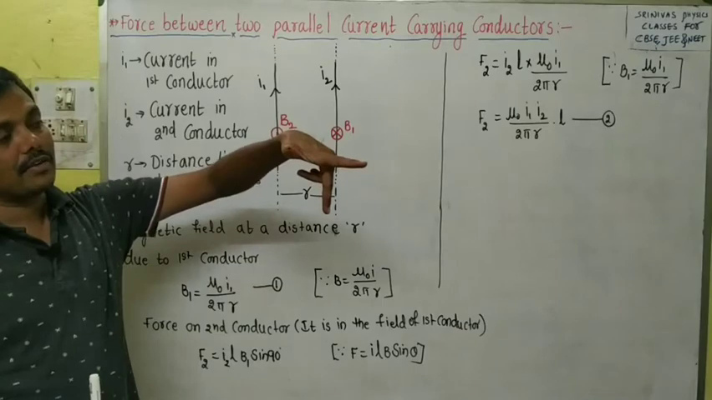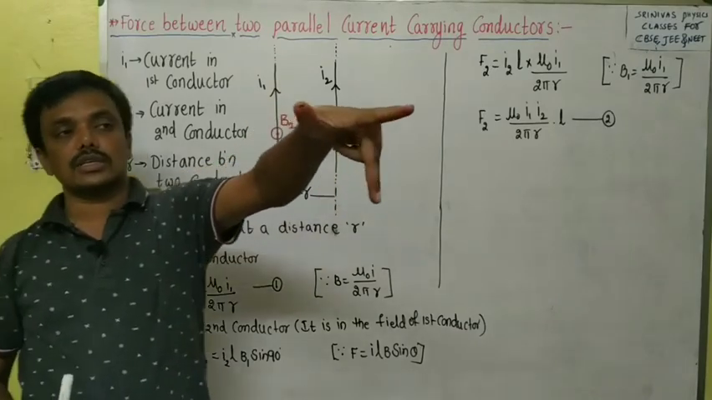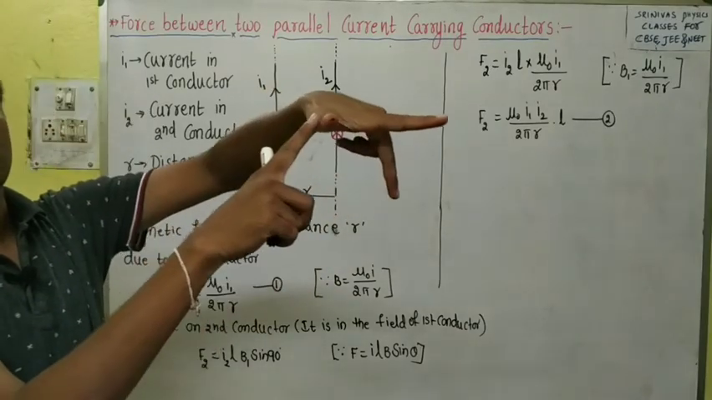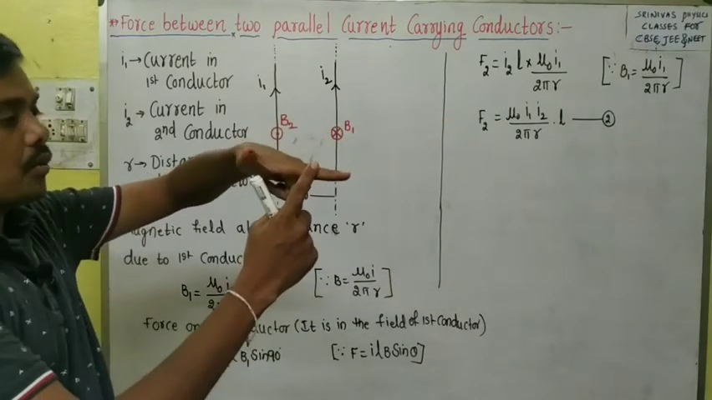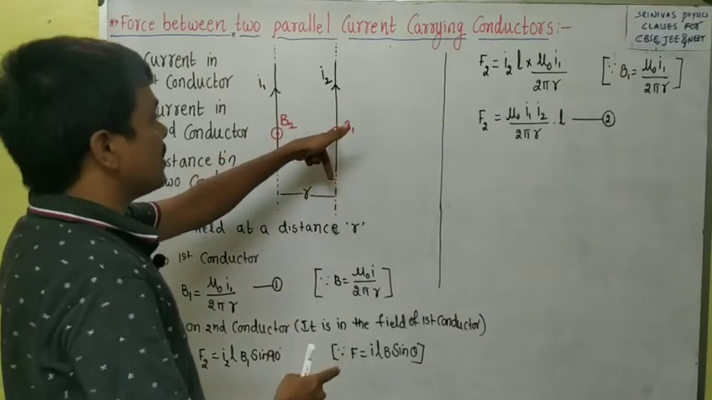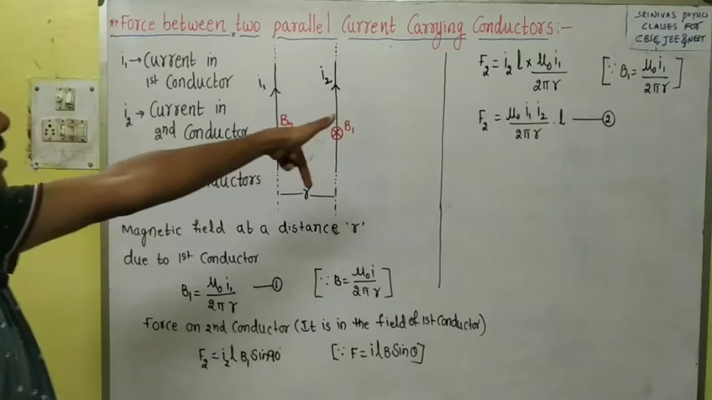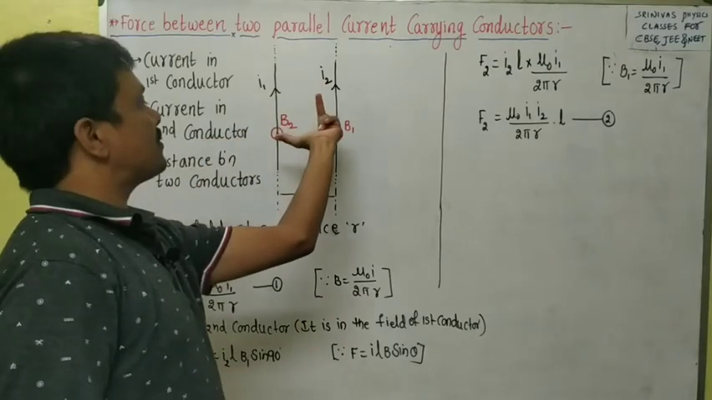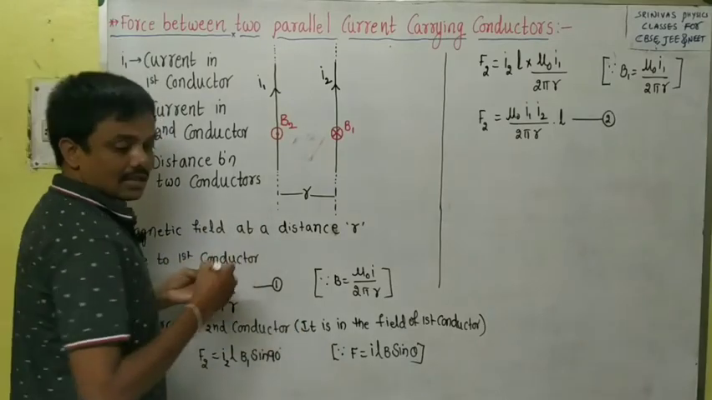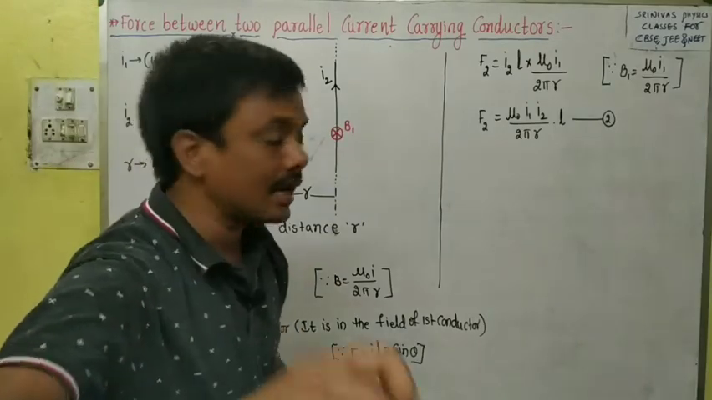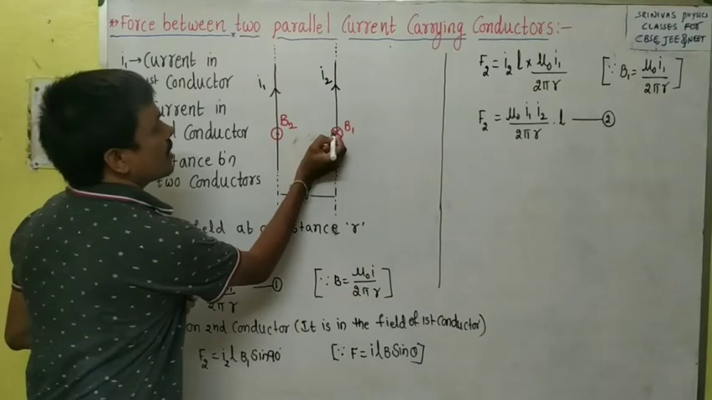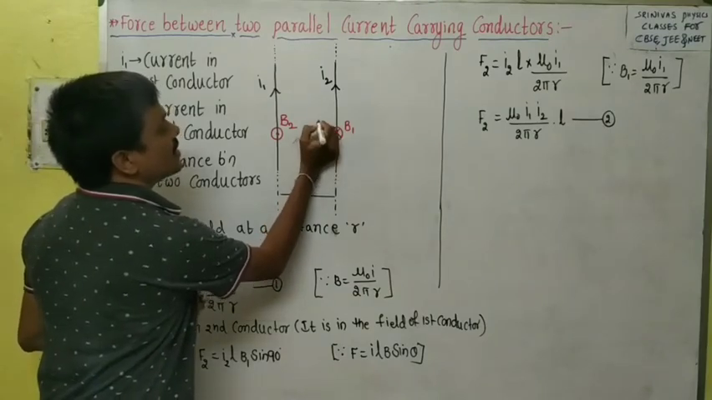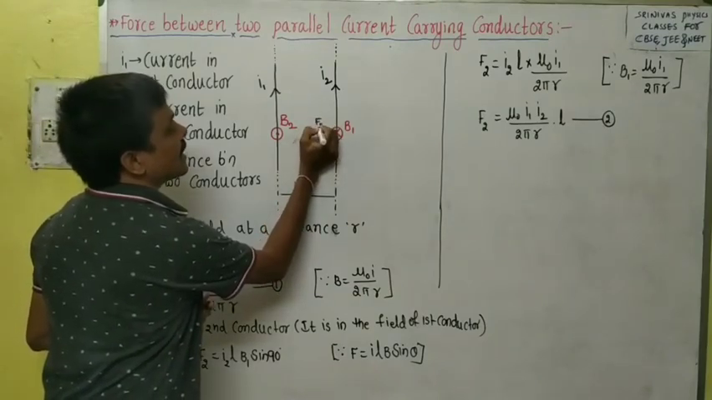Look at here the Fleming left hand rule, and you have to stretch the forefinger, central finger, and thumb perpendicular to each other. You have to adjust the forefinger in the direction of the field. Okay, inward. Forefinger is inward, and the central finger should be current. Then the thumb shows the left side. That means the force on this wire will be left side. This is the force on the second conductor.